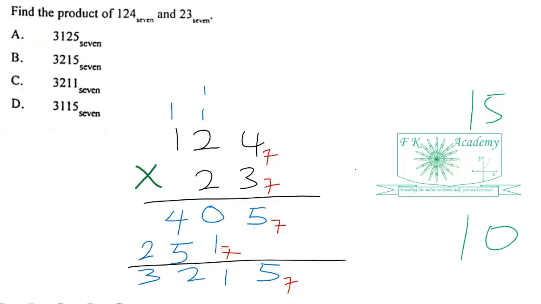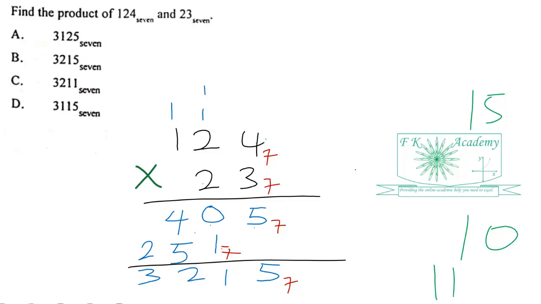7 in base 7 is 10. So write the 0, carry 1. 3 times 1 is 3 plus the carry 1 will give us 4. 4 base 7 is 4. Then 2 times 4 is 8. 8 in base 7 is 11. So write 1, carry 1. 2 times 2 is 4 plus the carry 1 will give us 5.